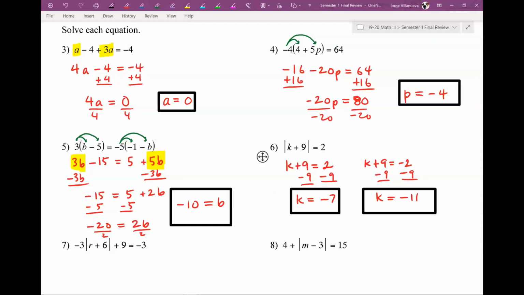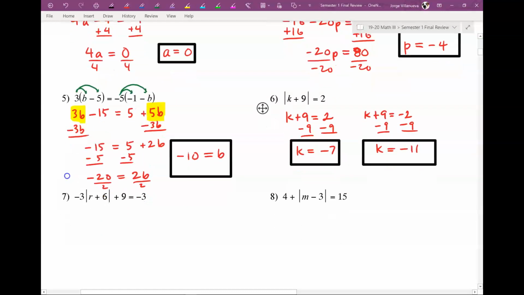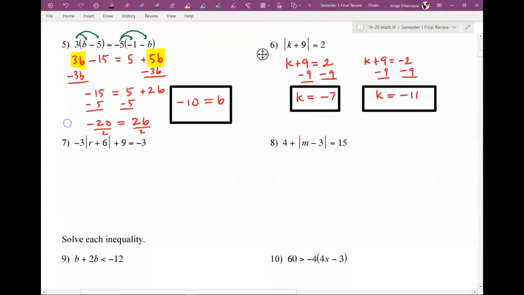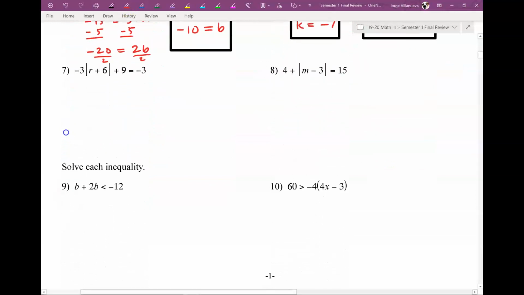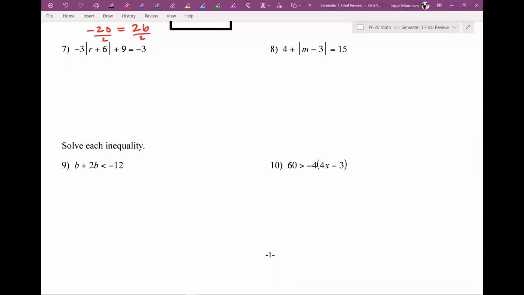Any questions so far? Hopefully this has been pretty easy to begin with, right? Now, if you look at number 7 and number 8, you're going to have to first simplify the problem. So I'm going to start with number 7. I'm going to start it off by subtracting 9 on both sides. Okay, so minus 9, minus 9. So I get negative 3 times the absolute value of r plus 6 equals negative 12.